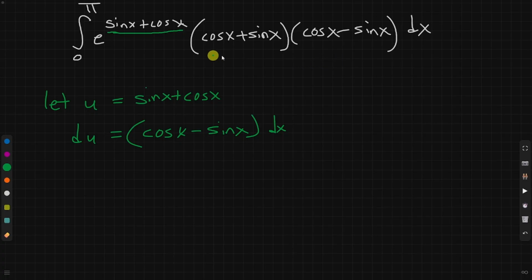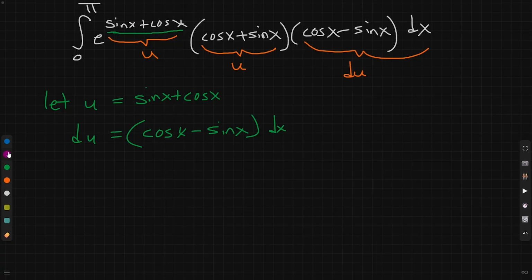And well, you might be asking, what about this term? Well, cosine x plus sine x is actually equal to sine x plus cosine x, which we defined as u. So we can rewrite this exponent as u, because we already defined it as that. We can rewrite this term as u, because addition is commutative, right? Doesn't matter what order. And we can write the cosine x minus sine x dx as the du.